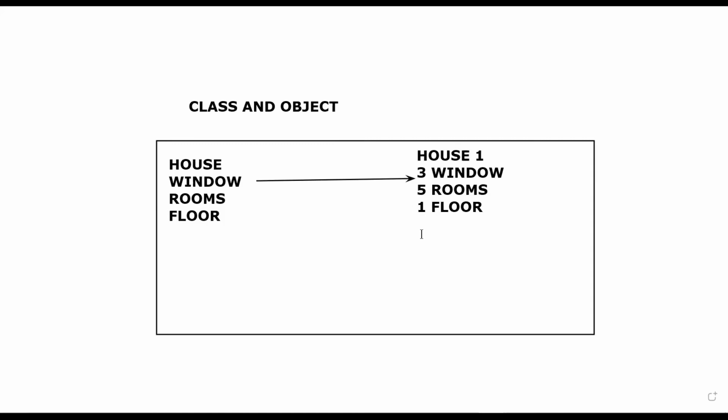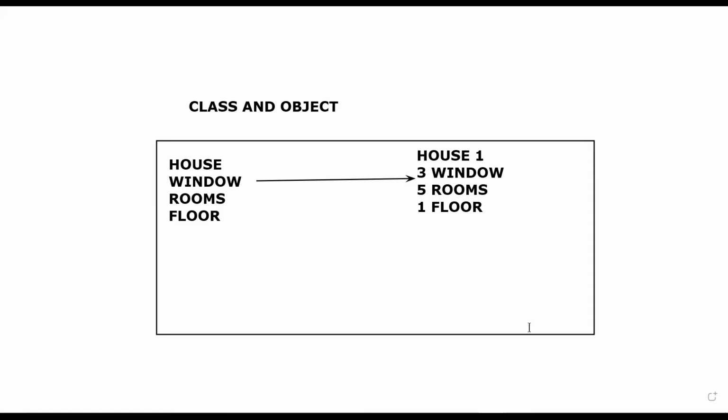Here there are 3 windows. Let's say house number 2 has 5 windows, house number 3 has 6 windows. So I am using the same properties to build different houses. Same way, a class is like that base architect on the basis of which you can make different objects with different values of the attributes. In a class, you define the basic properties, and with the help of an object, you can give different values to those basic properties.